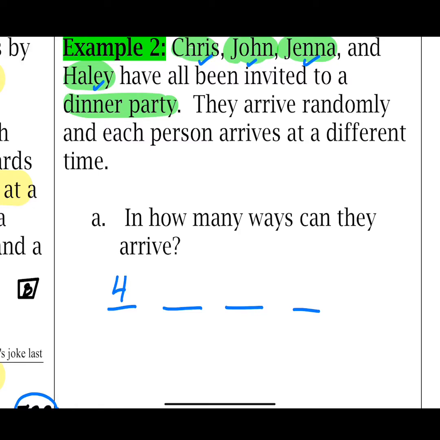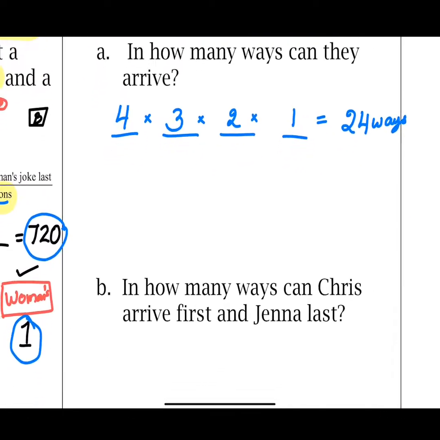Once one of them comes first, let's just say Chris has come first. How many options do I have next? 3, and then 2, and then 1. So 4 times 3 times 2 times 1, which is 24 ways. Okay, now let's look at the next one.